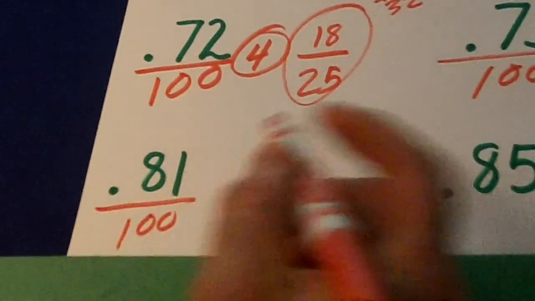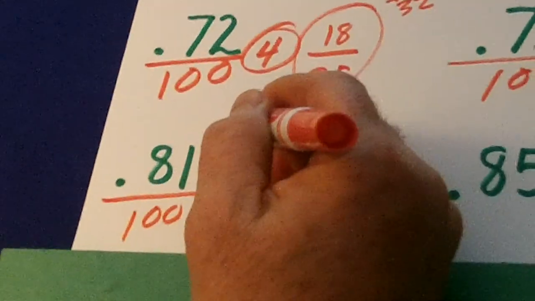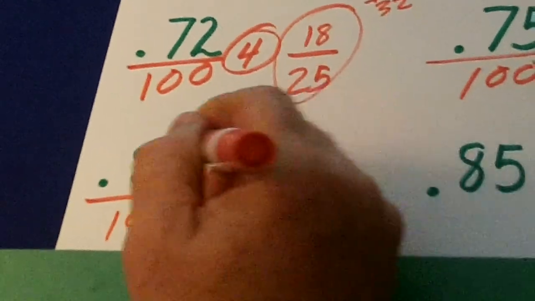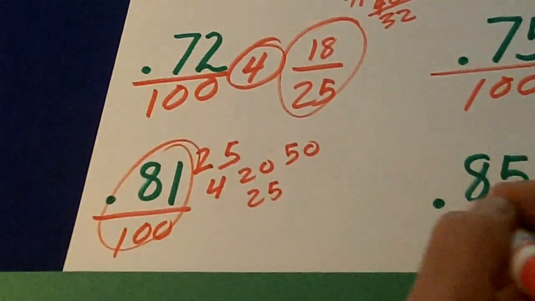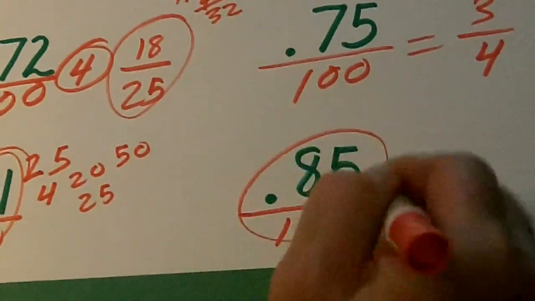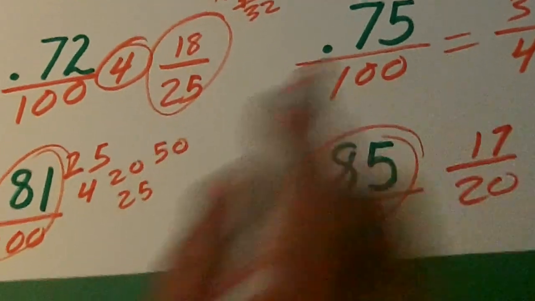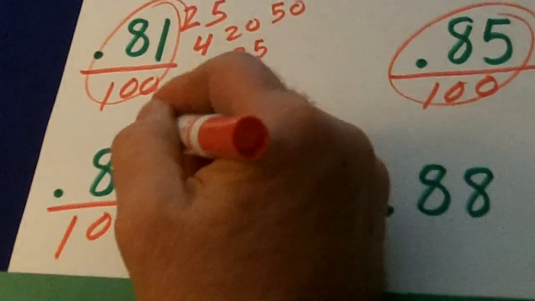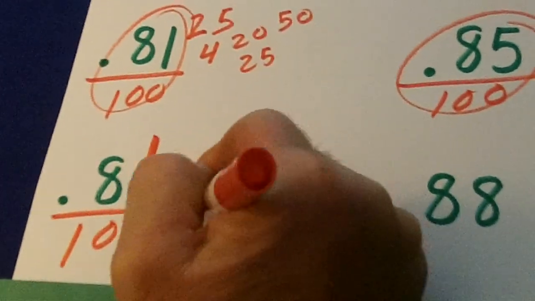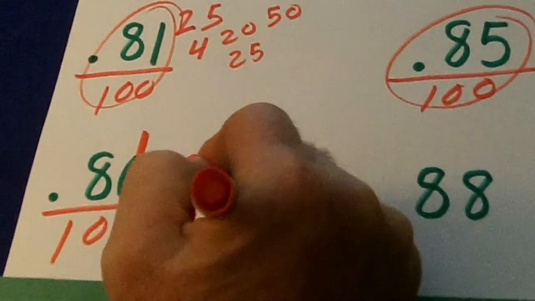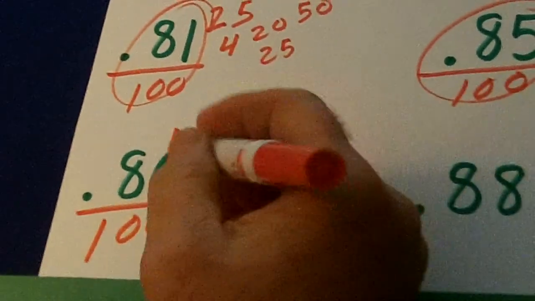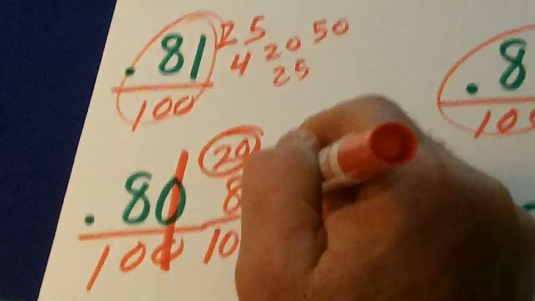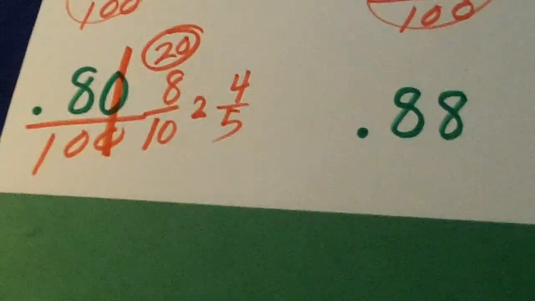81. Well, this does not have a 2, a 5, a 4, a 20, a 25, or a 50, so there it is. All done. 85. We got nickels. 17 nickels over 20 nickels in $1. 80. 80 over 100. Cross those out. We get 8 over 10. I'm done. No, I'm not. We can divide that by 2. Okay? So initially, 80 over 100, we could have divided by 20 to get 4/5.